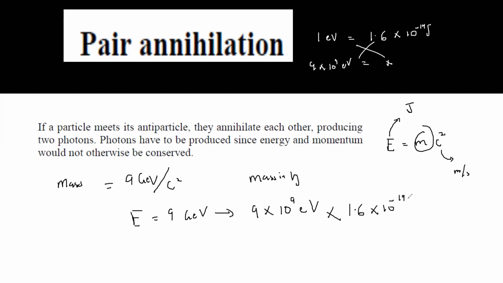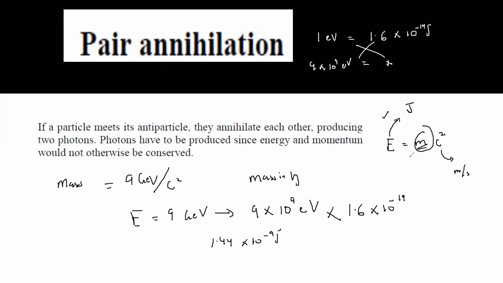What is the answer when you multiply this? 1.44 times 10 power minus 9. So 1.44 times 10 power minus 9 joules. So we have the energy in joules. Clear?